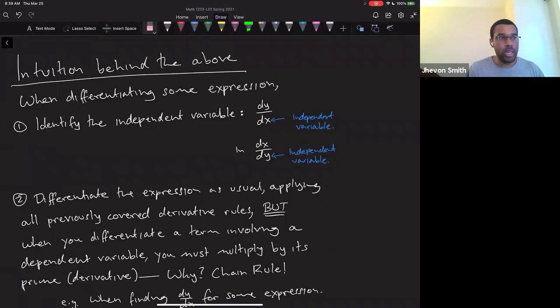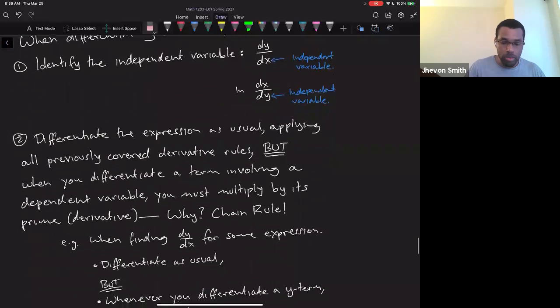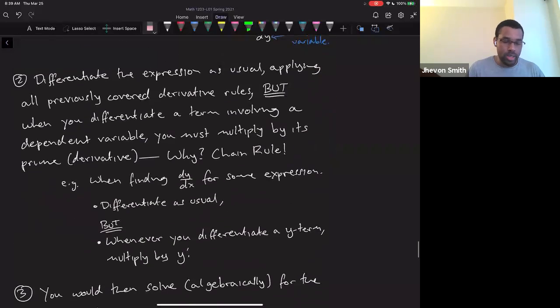Intuitively, you differentiate as usual. However, whenever you differentiate a dependent variable, you multiply by its prime because of the chain rule. You think of the dependent variable as some inside function. So if you have x and y and x is your independent variable, y is thought of as some function of x. Therefore, whenever you differentiate it, you have to multiply by the derivative of the inside. By the chain rule, you just multiply by the prime every time.